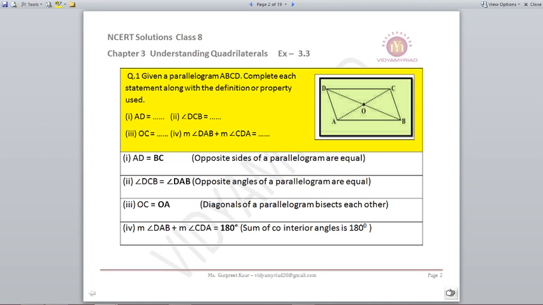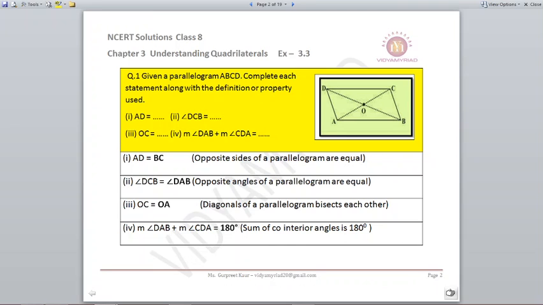Now to do this exercise, I would request all the students to watch the video made on properties of parallelogram. Understand that, and with this you will be able to do this exercise very easily. It will become very simple. So considering that you have seen that video, let's do question number 1.